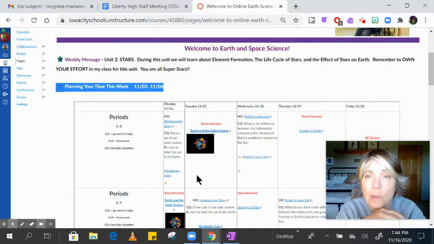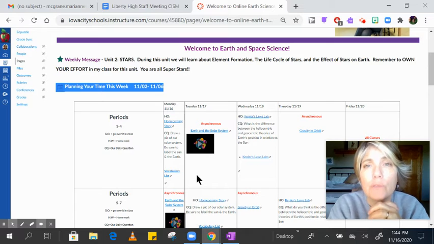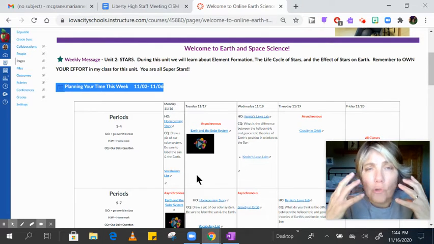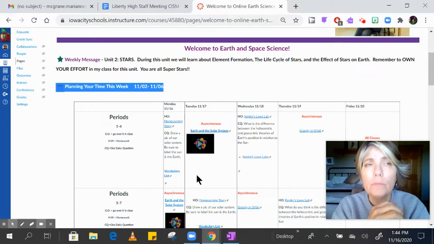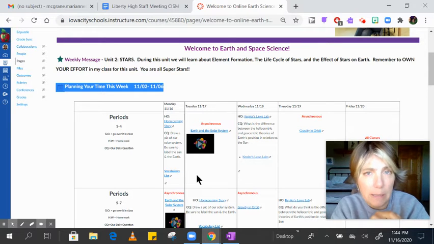Last unit was all about stars, Unit 2 stars. This is now Unit 3 on Earth's origins. We first started our conversation this year on the origins of the universe. That was Unit 1, and we talked about how the universe began. Then we moved into Unit 2, which was all about stars. And we said, okay, what was the first large material that began to be created? And that was stars. Our very first stars were hydrogen burning stars making helium.